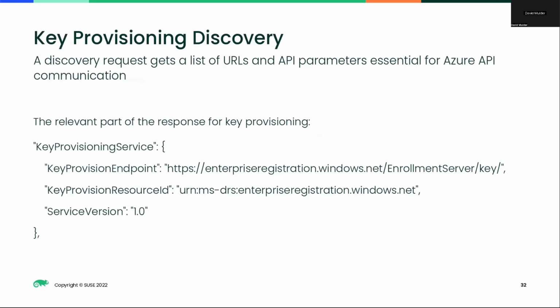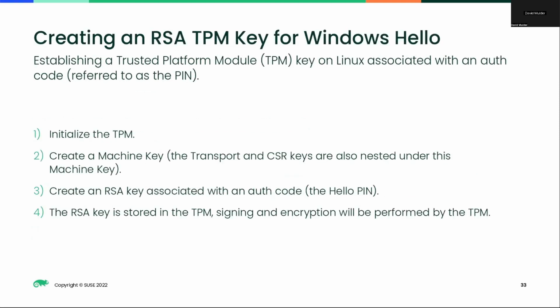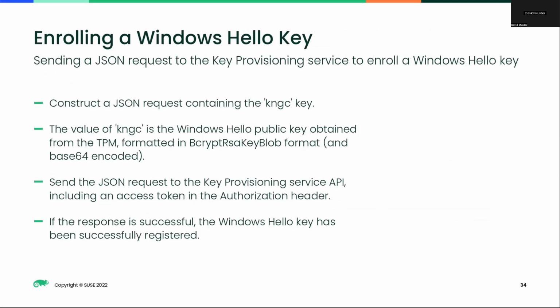All right. That's what the key provisioning service or discovery looks like. I mentioned that earlier. So yeah, I kind of went over these details already. Enrolling a Windows Hello key. We end up getting back, or we construct, a JSON request with this NGC key. It's this complex request. You can look at the source code if you want to understand how that's working.